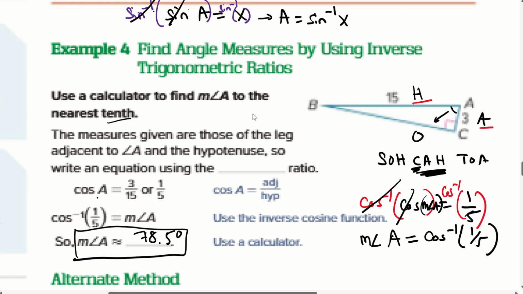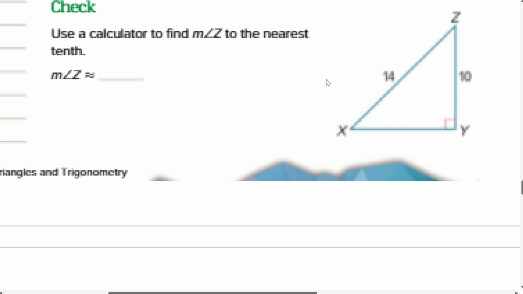If we wanted to get angle B, they're not asking for angle B here, but if they were, now that we know angle A, by using the triangle angle sum theorem, we can get angle B. The angles have to add up to 180, and that will give us angle B. All right, so go ahead and pause the video and see if you can try the following problem.